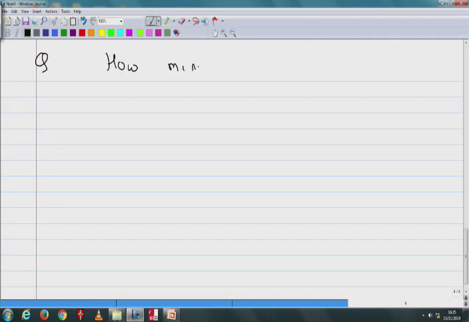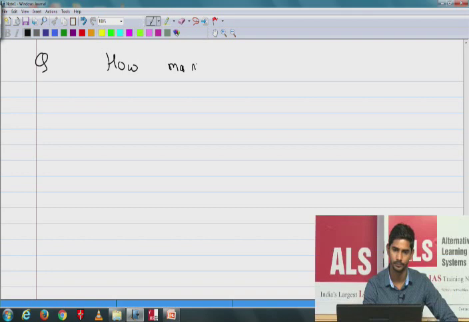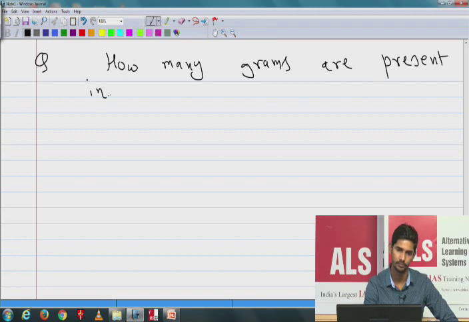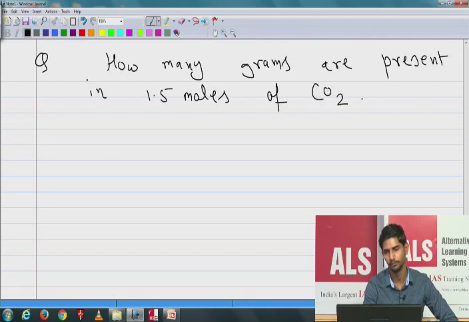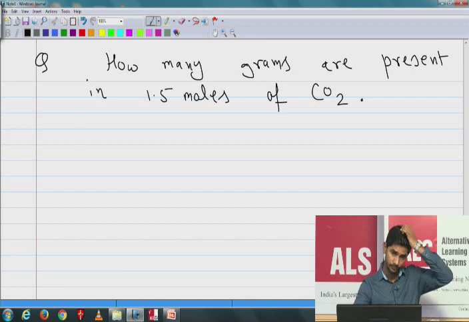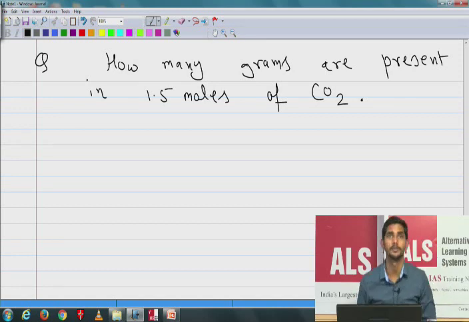How many grams are present in 1.5 moles of CO2? Tell me the answer. What will be the answer for this one?